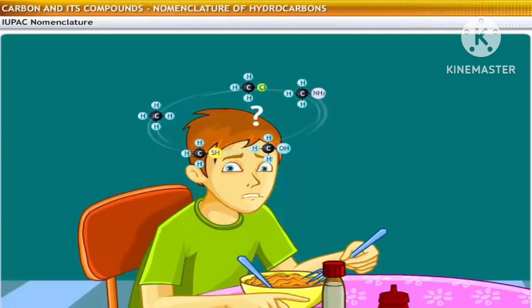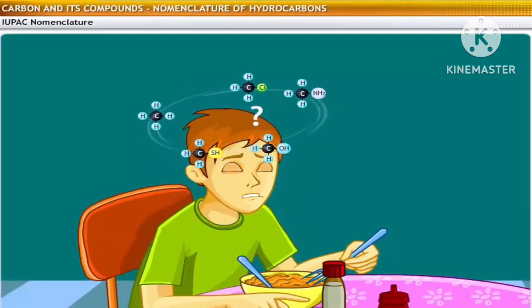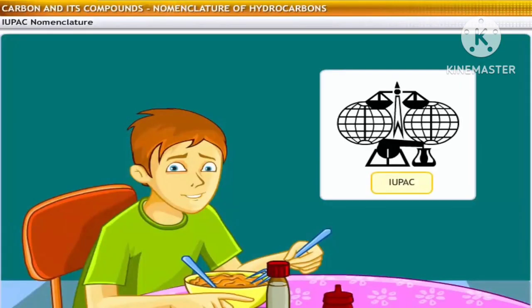Since we have such a large number of organic compounds, remembering each individual name is next to impossible. This is why a rational system of naming carbon compounds was developed. It was modified by the International Union of Pure and Applied Chemistry, IUPAC, and is followed all over the world.